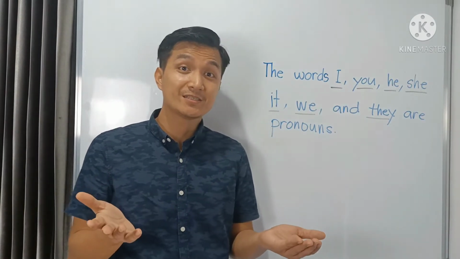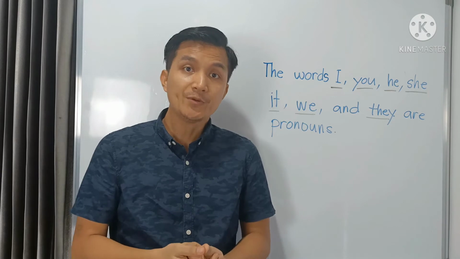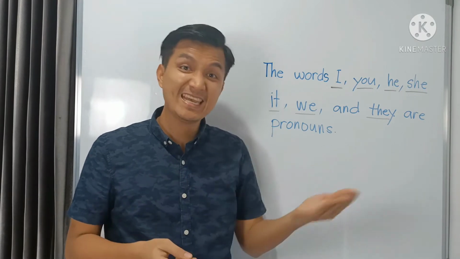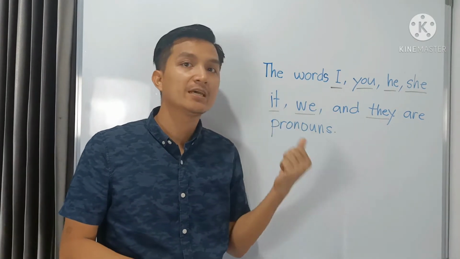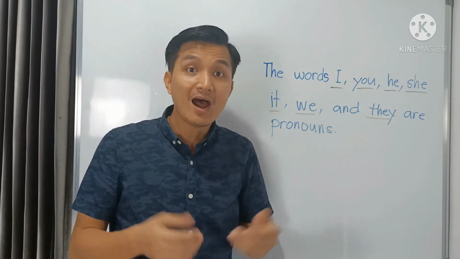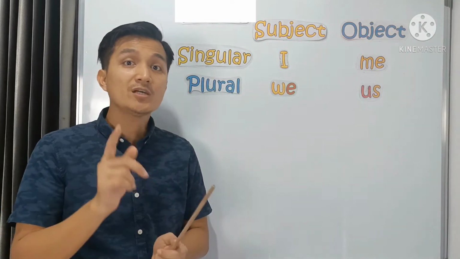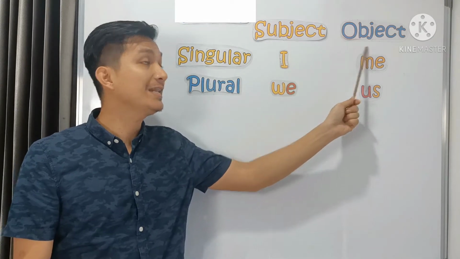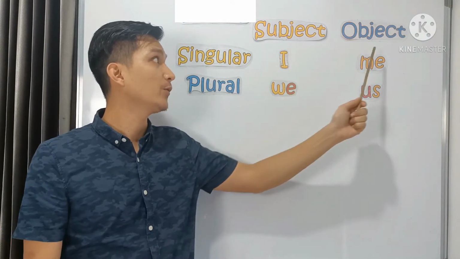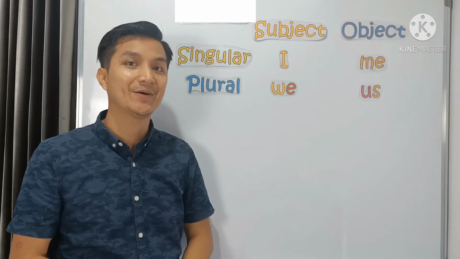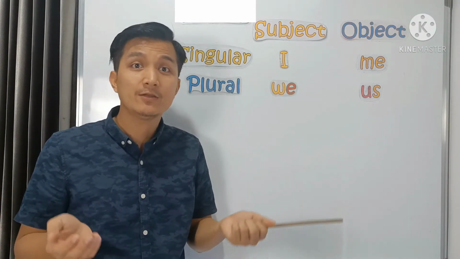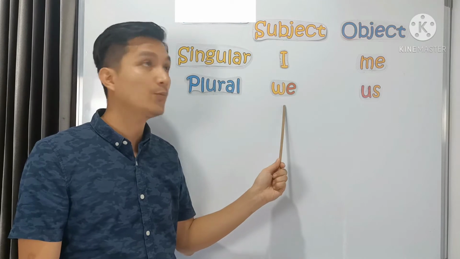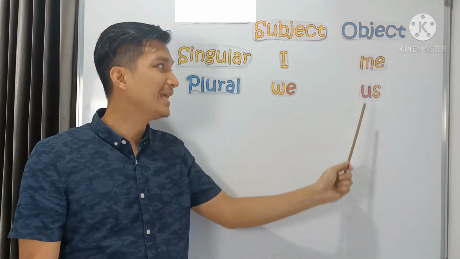Okay, students? Here are some examples of pronouns. Let's check them out. The words I, you, he, she, it, we, and they are pronouns. For us to understand pronouns, we have to understand that there is a subject and an object, or subjective or objective in pronouns. So what are those subjective and objectives? Subjectives are I and we. Objectives are me and us.